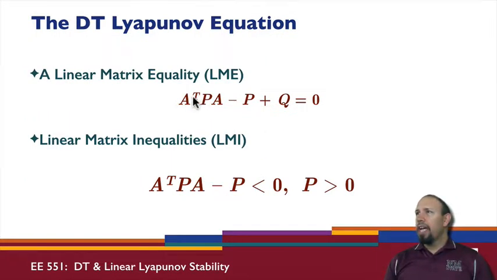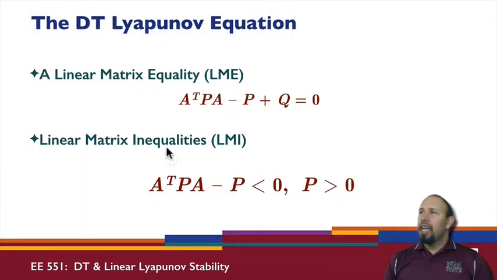We can also look at it this way. I have what's called a linear matrix equality. That is, this is a function of p, and it's linear in p. It's also a function of q. It's linear in q. Or my stability problem can be looked at in terms of a linear matrix inequality. A transpose pa minus p must be negative definite. That is, since if this is equal to minus q and q is positive definite, then this quantity must be negative definite. This must be positive definite. Sometimes it's easier to solve problems if you can set them up as inequalities as opposed to equalities.